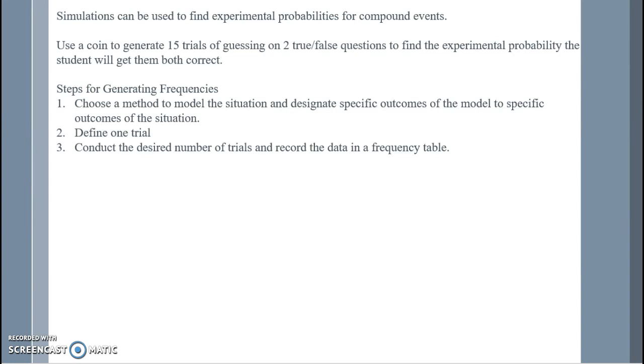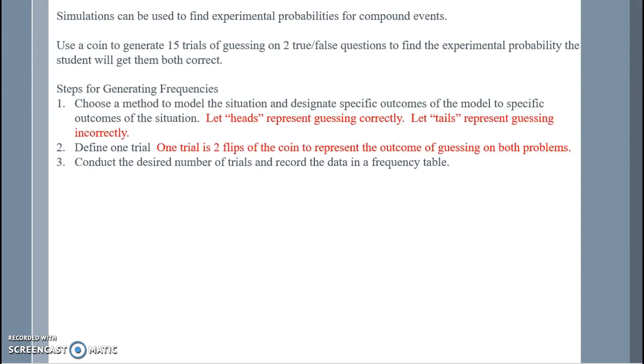There are 3 steps when you're trying to generate your own experiment to find probabilities. First, choose a method to model the situation and designate specific outcomes of the model to specific outcomes of the situation. Second, define one trial. Third, conduct the number of trials desired and record in a frequency table.